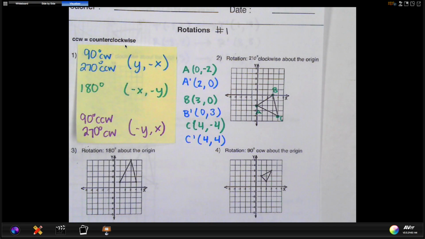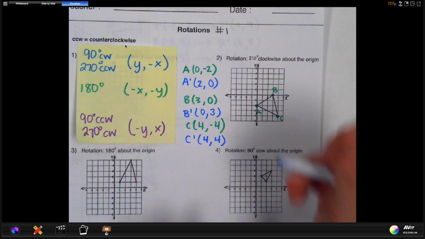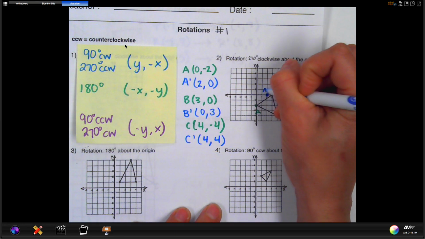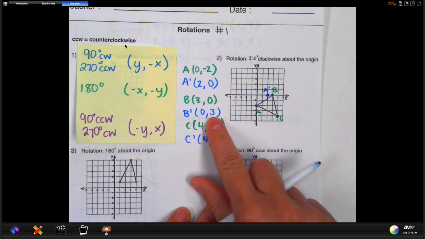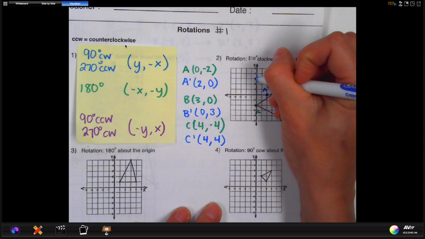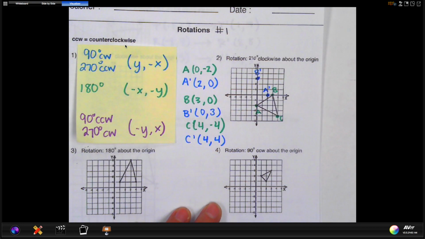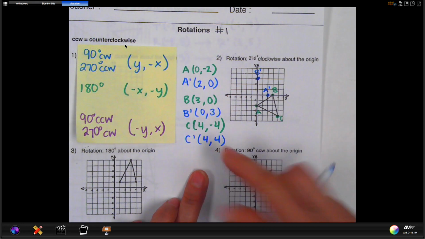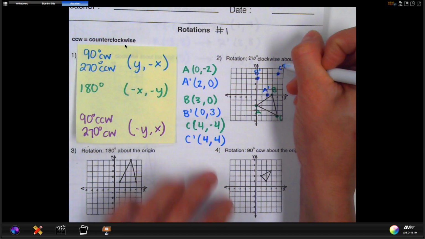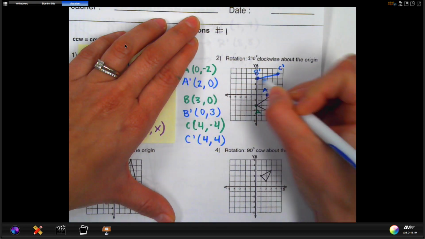Okay, so my primes are all my blue values, and I want to plot them on the graph. So A prime, right 2, up 0. We'll label that. B prime is left and right 0, and then up 3. So here's my B prime. And then finally, my C prime is right 4, up 4. So right 4, up 4. You want to make sure you reconnect those dots.